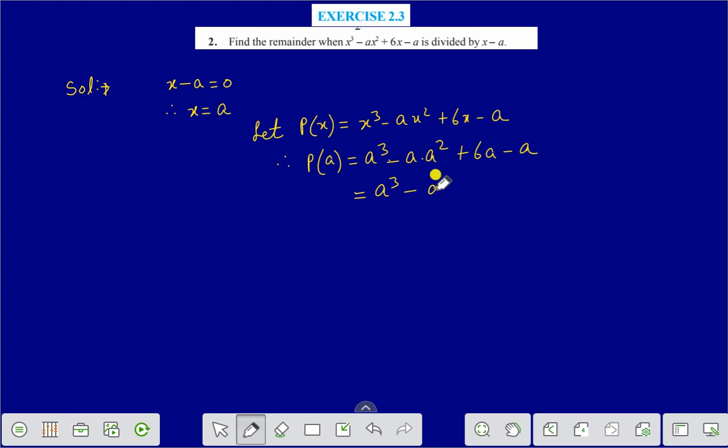Or we are getting a cube minus a cube plus 6a minus a. This will cut. 6a minus a is 5a. Therefore, by remainder theorem, we'll get the remainder as 5a. Therefore, the remainder is 5a, and that is the answer.